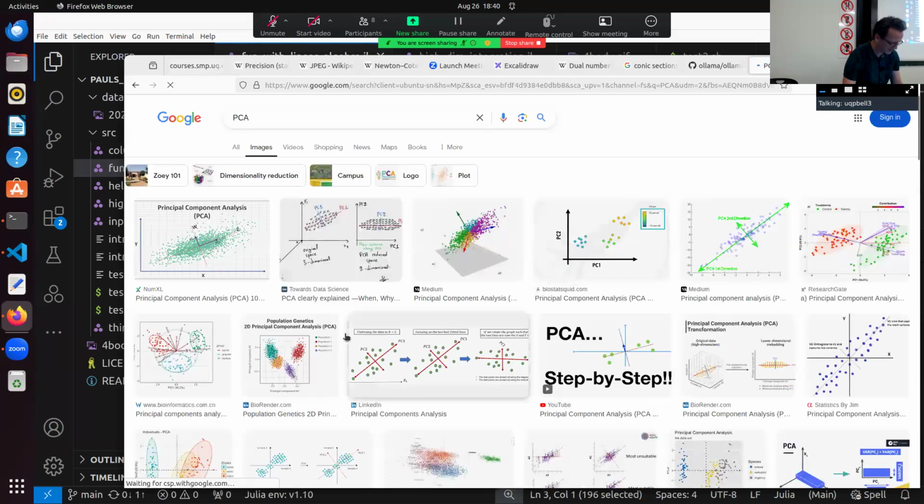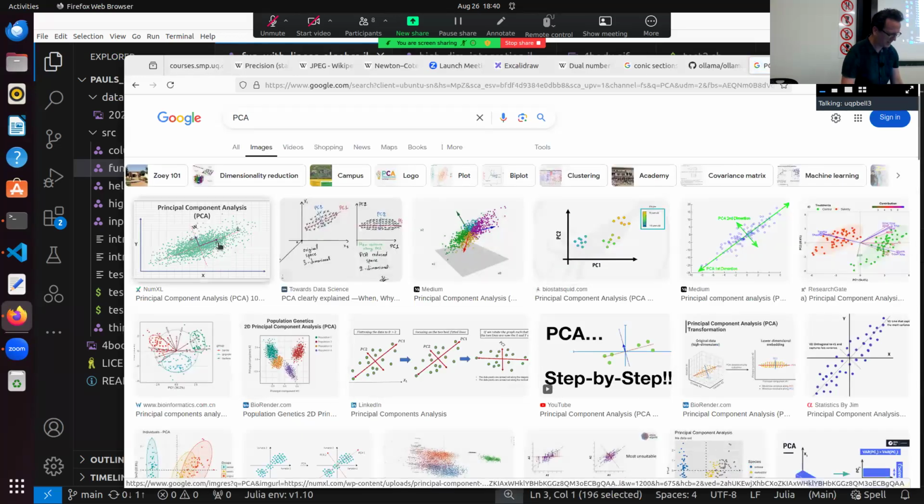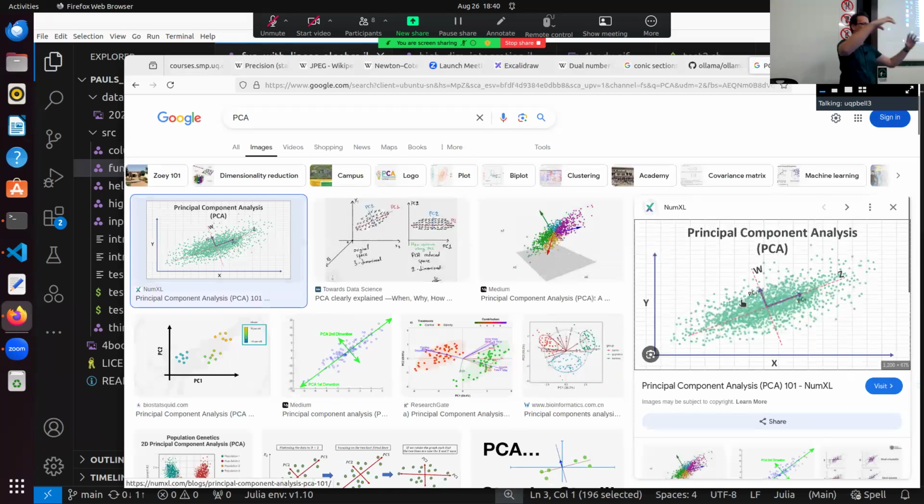Let's just get an image. This is the 2D version of PCA, right? You've got some ellipse in space and you're trying to find a rotation that will align the big axis with one of the axes, and the small axis. And you'd say that big one is the principal axis. So most of the data is going this way.